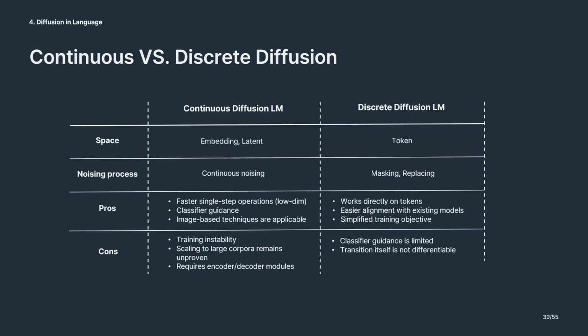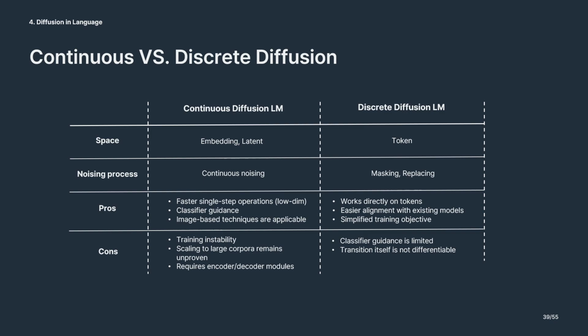Now, let's talk about the advantages of each. Continuous models support classifier guidance, enable fast operations in low-dimensional space, and can benefit from techniques used in image generation because it's still continuous. However, discrete models are easier to integrate with existing token-based architectures, such as in LLMs, and have a simplified training objective.